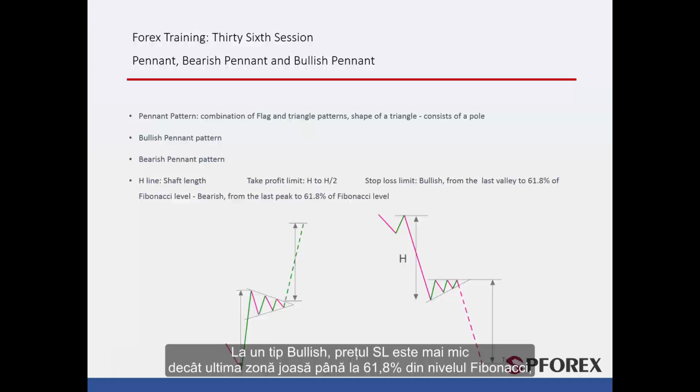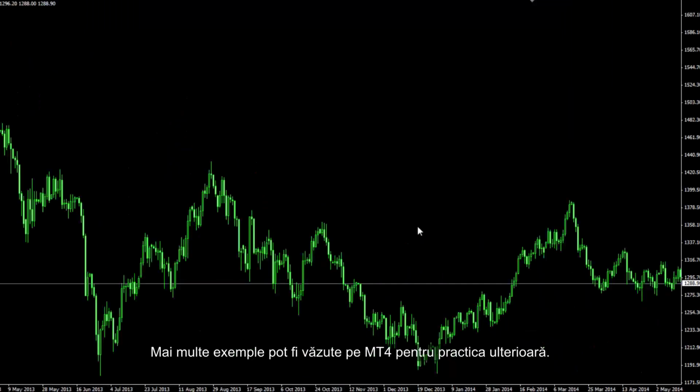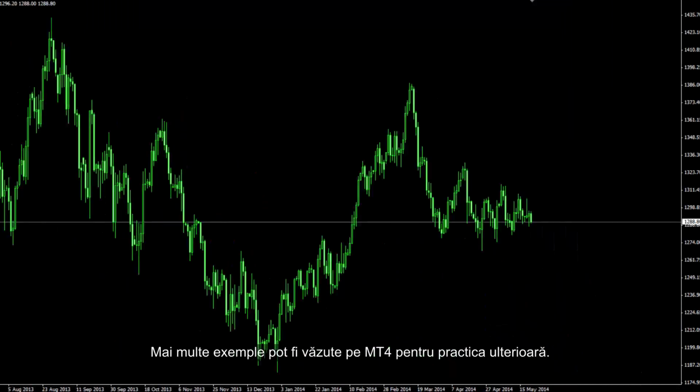In a bullish type, SL price is lower than the last valley until the 61.8% Fibonacci level, while SL price in a bearish model is above the last peak until the 61.8% Fibonacci level. Several examples can be reviewed on MetaTrader 4 for further practice.